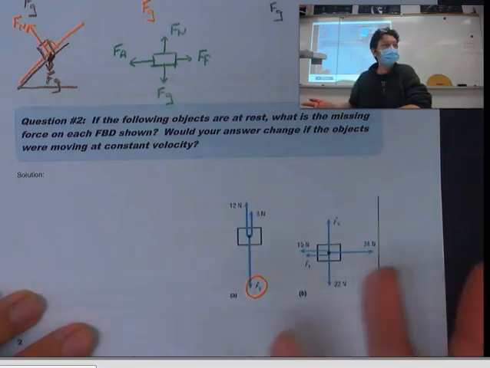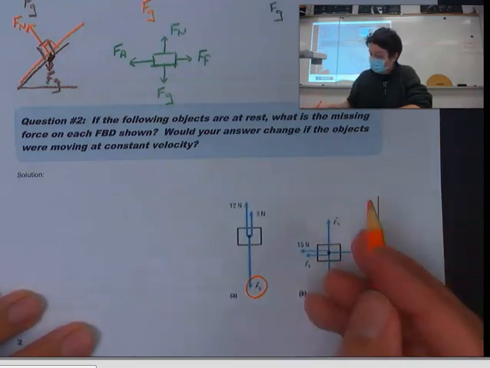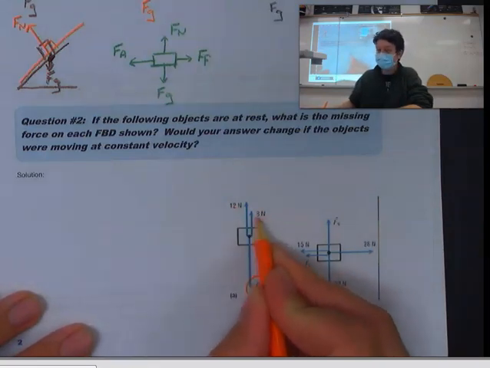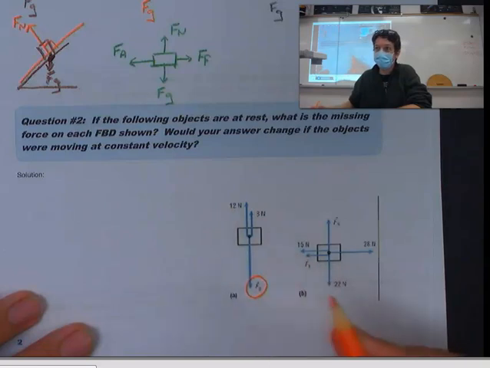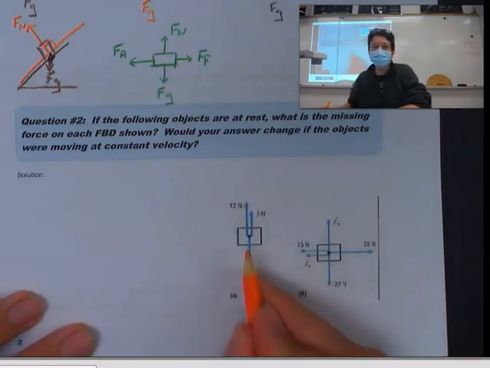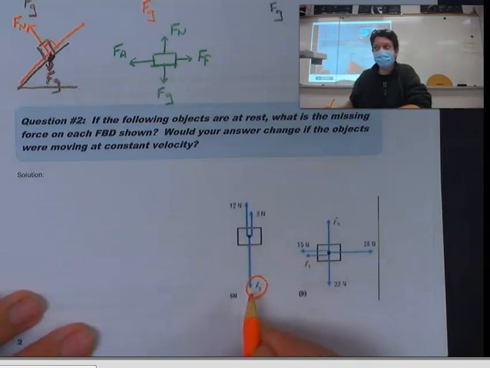I mean, without writing equations, we can probably see, well, we have 12 newtons up and 8 newtons up. So 12 plus 8 is 20. That's 20 newtons up. If this is at rest, you would say, well, gravity must be equal but opposite to that. So it must be 20 newtons down.